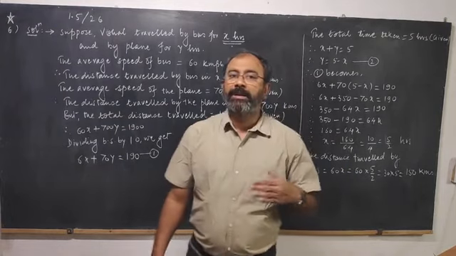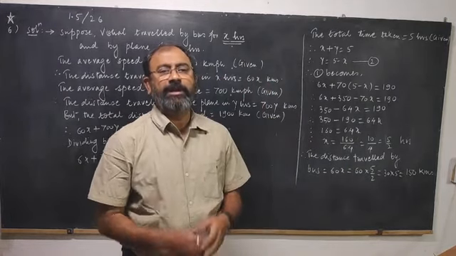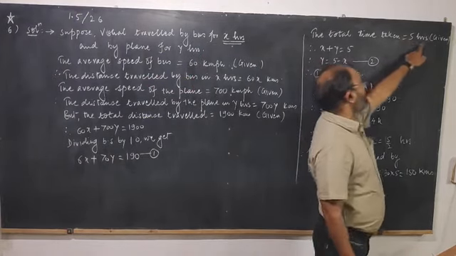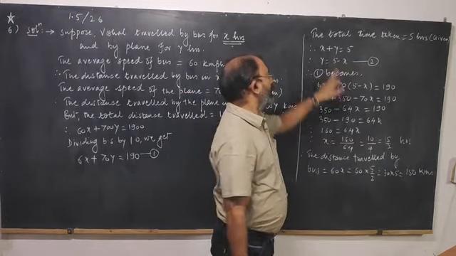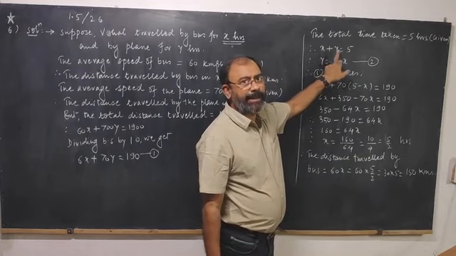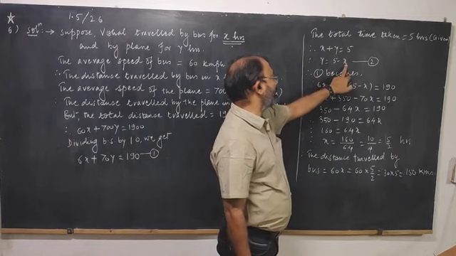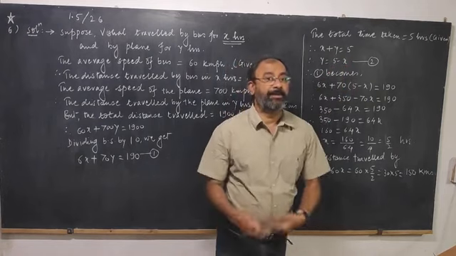Okay. Now, for the second equation, it is very simple. The total time of journey is 5 hours. Total time taken is equal to 5 hours. So, by bus, x hours and by plane, y hours. So, their total is 5 hours. So, y is equal to 5 minus x. I am using substitution method.